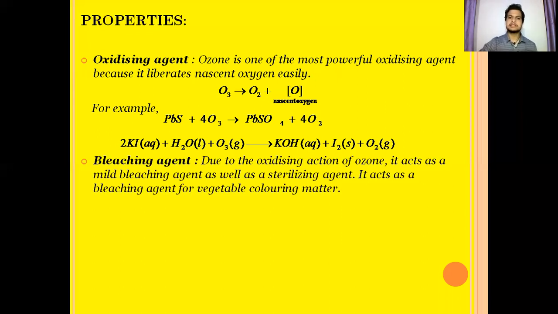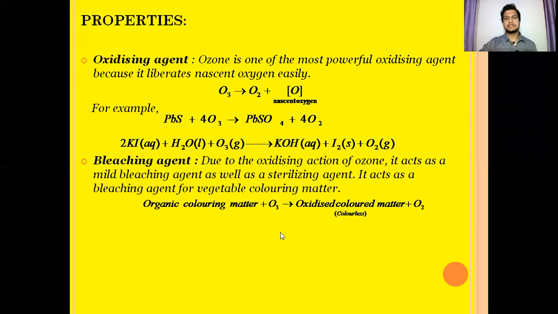It is used as a sterilizing agent also, since it gives that nascent oxygen, so it reacts with various pathogens, bacteria, viruses, and any organic matter in fruits and vegetables, and basically kills it. So that's why it is used as a sterilizing agent also. It acts as a bleaching agent for vegetable coloring material. If you take organic coloring material and react it with ozone, it oxidizes it, and that coloring matter becomes colorless, giving you a side product, oxygen. So that is what we mean by bleaching agent.